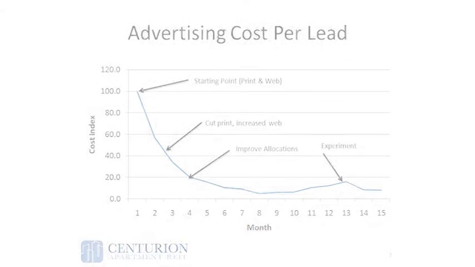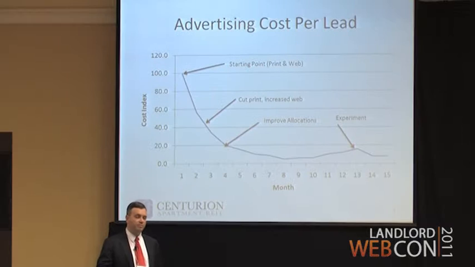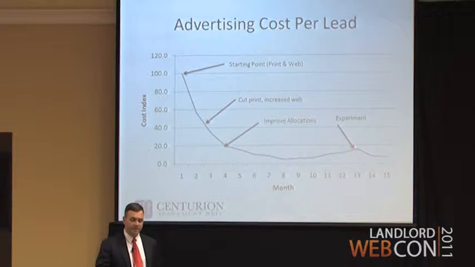This is what we did. Over the course of, I guess it was 15 months, we were able to cut our cost per lead by 95%. From our starting point, I've used an index to normalize it to 100. We started with a combination of web and print strategies. We began a lead tracking system, which I'll show you a little bit later in simple form, and you can see what happened as we implemented the various stages.